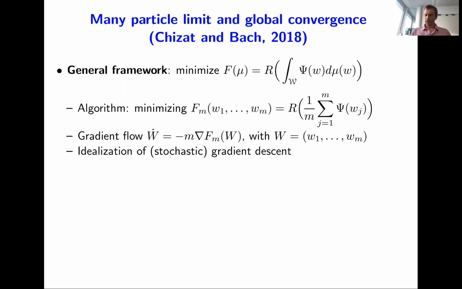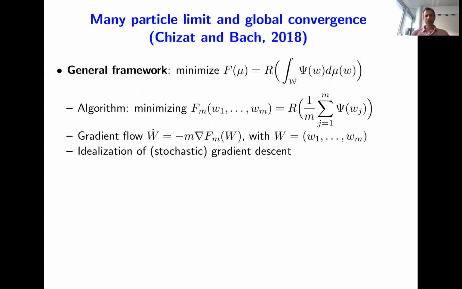Another simplification is that we're going to consider the gradient flow. We're not going to consider the algorithm where you take a step towards the negative gradient. We're going to consider the ordinary differential equation where the derivative of W is minus the gradient of our cost function. It's like the steepest descent curve that we're going to draw over the problem. And this is known to be an idealization of SGD.